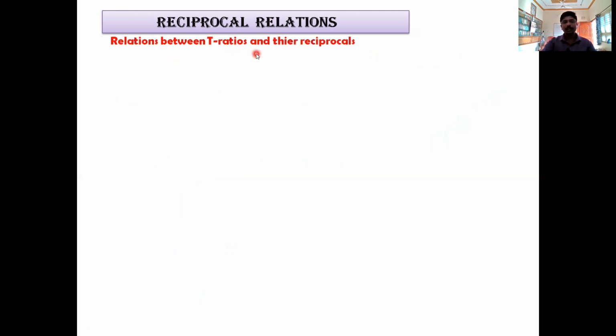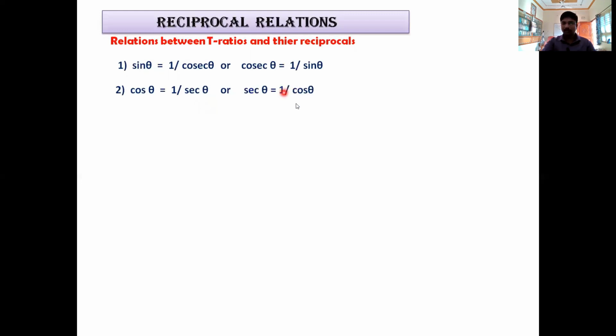Relations between trigonometric ratios and their reciprocals. First one, sin theta is equals to 1 divided by cosec theta, or reciprocal of sin theta is equals to cosec theta. Next, cos theta is equals to 1 divided by sec theta, or reciprocal of cos theta is equals to sec theta. Tan theta is equals to 1 upon cot theta, or reciprocal of tan theta is equals to cot theta. These are the reciprocal relations between trigonometric ratios.